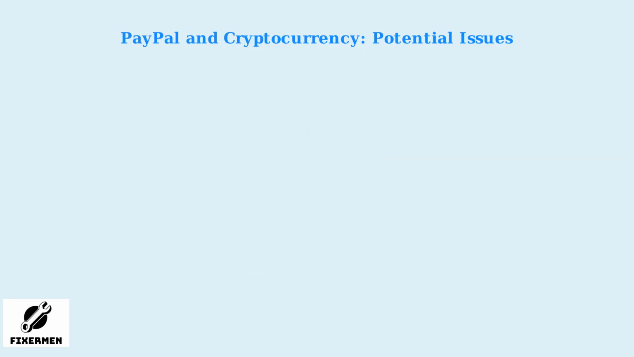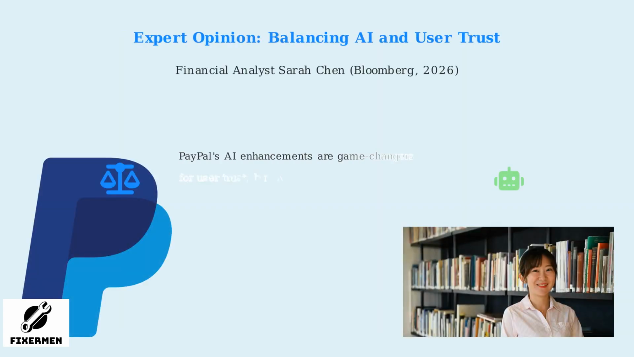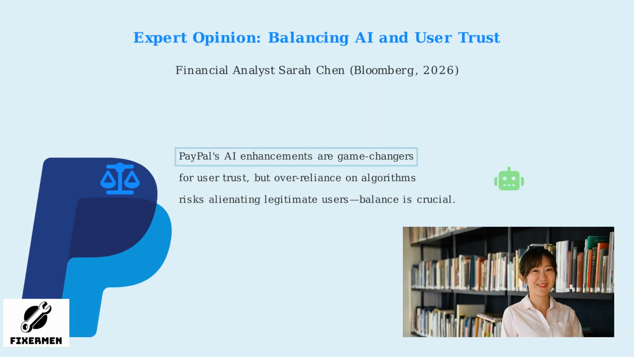PayPal reported resolving 1.2 million such cases in 2025 alone. Financial analyst Sarah Chen from Bloomberg states that PayPal's AI enhancements are game changers for user trust, but over-reliance on algorithms risks alienating legitimate users. Balance is crucial. This highlights the ongoing challenge of ensuring that fraud detection systems are accurate and fair.